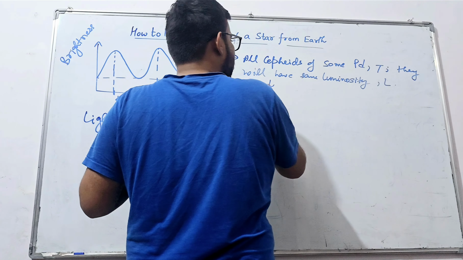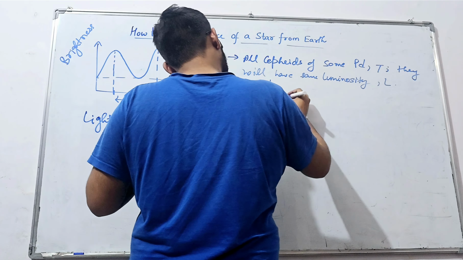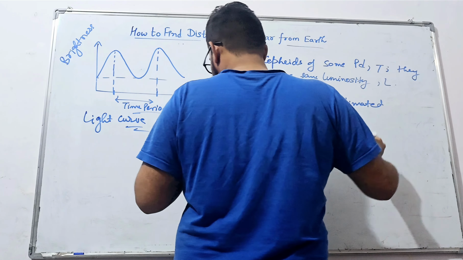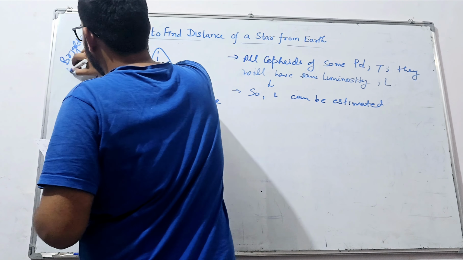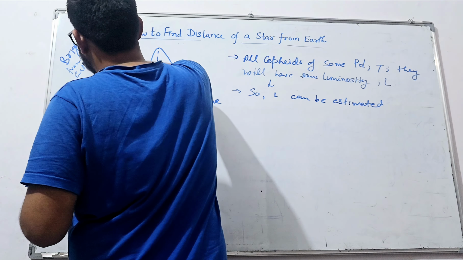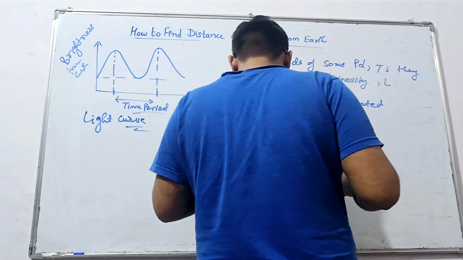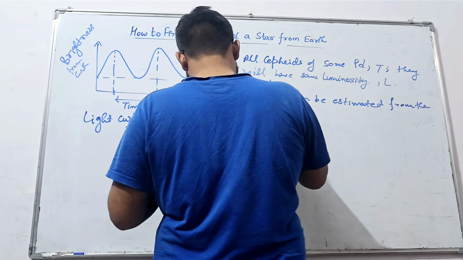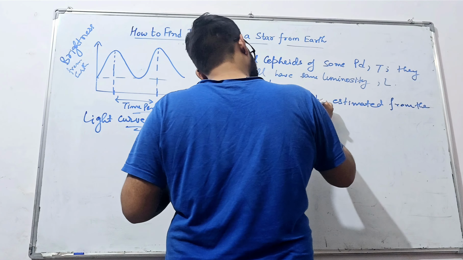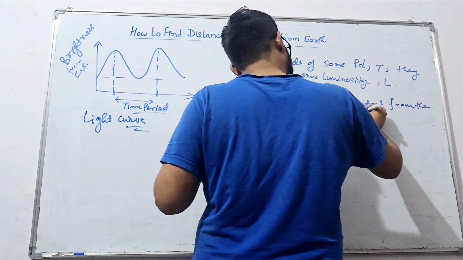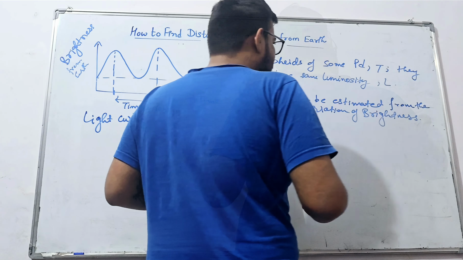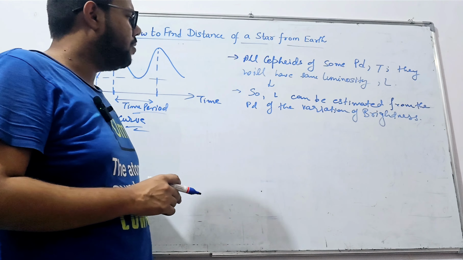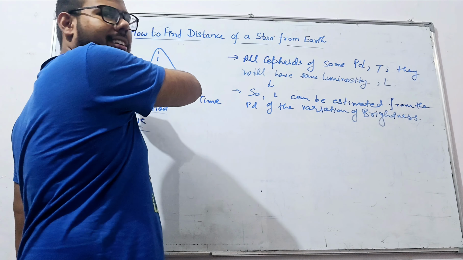L can be estimated, and of course the brightness from Earth. L can be estimated from the period of the variation of brightness. In all time periods the luminosity remains the same, so we can determine the value of L from the period of variation of brightness, right? From this.